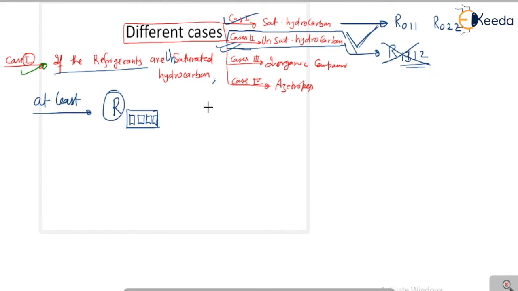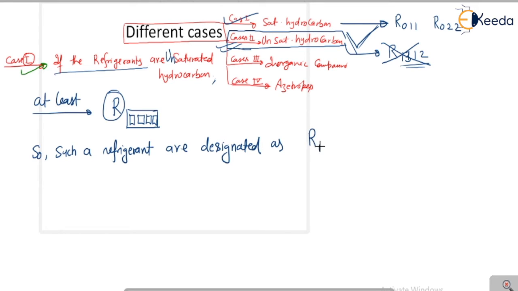Okay. So, my dear friends, now such refrigerants are designated as R1 in bracket m minus 1, now n plus 1, and here p.